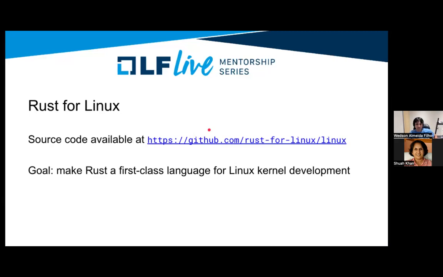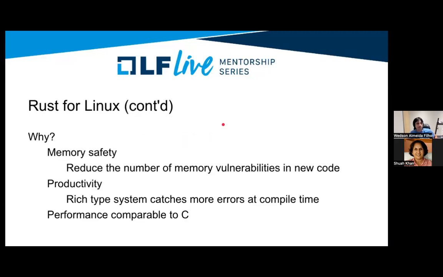Anyone can go and check out the source code and contribute if they so choose. And the goal of the project is really to make Rust a first-class language for Linux kernel development. One thing that we keep being asked is why do we want to do that, right? There are basically two reasons, and the third one listed there is sort of a precondition for this to be possibly accepted. So the first thing is memory safety.